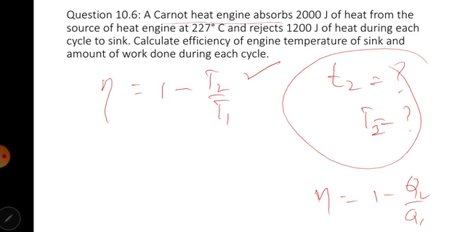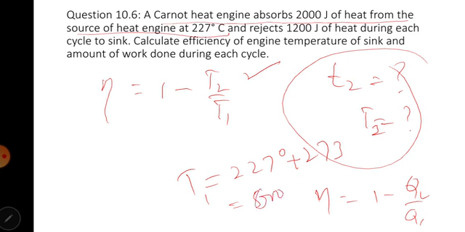A Carnot engine absorbs heat, so the temperature T1 is 227 degrees Celsius. 227 is the temperature of the HTR, high temperature reservoir. So convert it into Kelvin. It is 600. The efficiency you already calculated from the previous formula. Write T2 and here you will write 600. Simplify, you will get the answer.